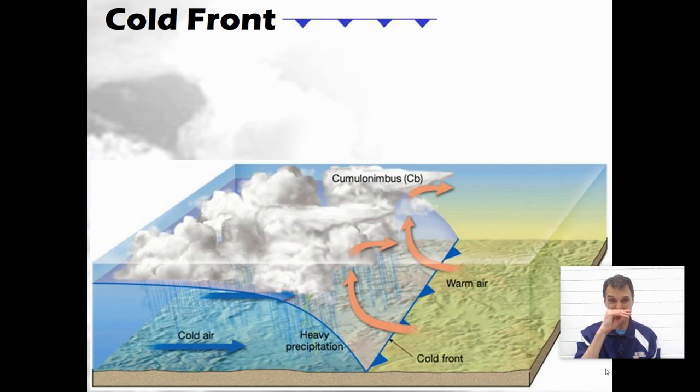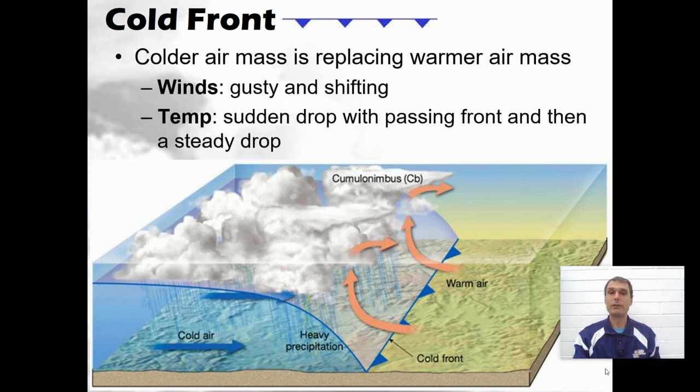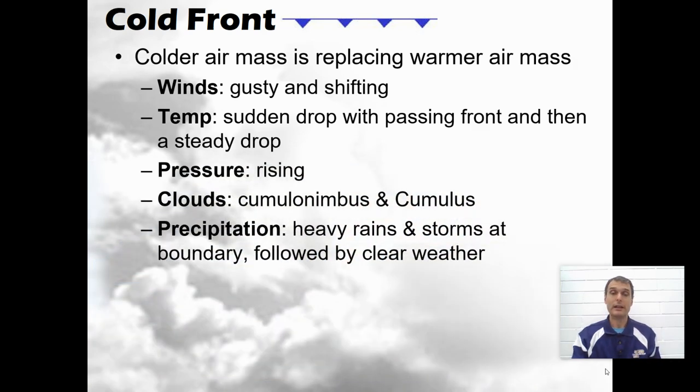Okay, so the first one is a cold front. Now, cold air is more dense. It's going to stick close to the ground. It's going to push in and move that warmer air above it. And when warm air rises, it's going to cool off, form clouds, and lead to precipitation. So we're going to have some winds. We're going to have a drop in temperature as the cold air comes in, right? Because that's colder than the existing air.